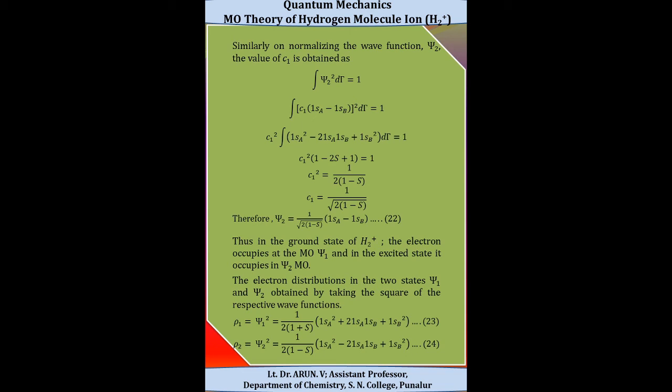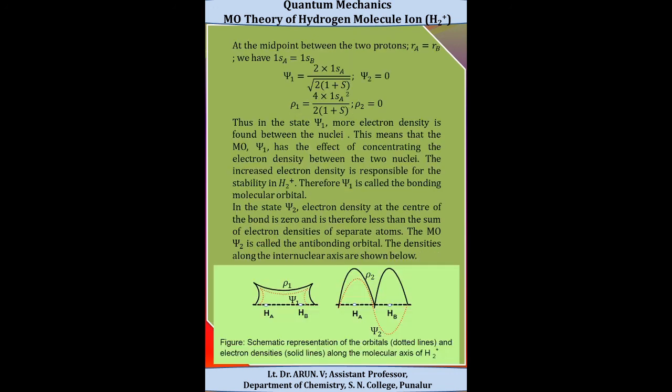Next, we have to find out the electron distribution or electron density. The electron distribution in the two states psi1 and psi2 is obtained by taking the square of the respective wave functions. That is, in order to find the electron density rho, we take the square of the wave function. Psi1 square is equal to rho1, that is equal to 1 by 2 into 1 plus s into 1sa square plus 2 1sa 1sb plus 1sb square. Similarly, psi2 square is equal to rho2, that is equal to 1 by 2 into 1 minus s into 1sa square minus 2 1sa 1sb plus 1sb square.